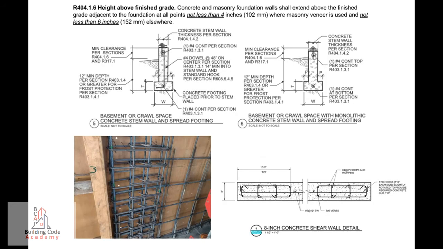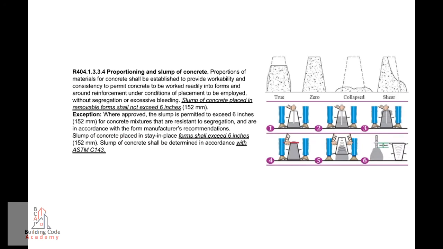R404.1.6 Height above finished grade. Concrete and masonry foundation walls shall extend above the finished grade adjacent to the foundation at all points not less than 4 inches, 102 millimeters, where masonry veneer is used, and not less than 6 inches, 152 millimeters, elsewhere.